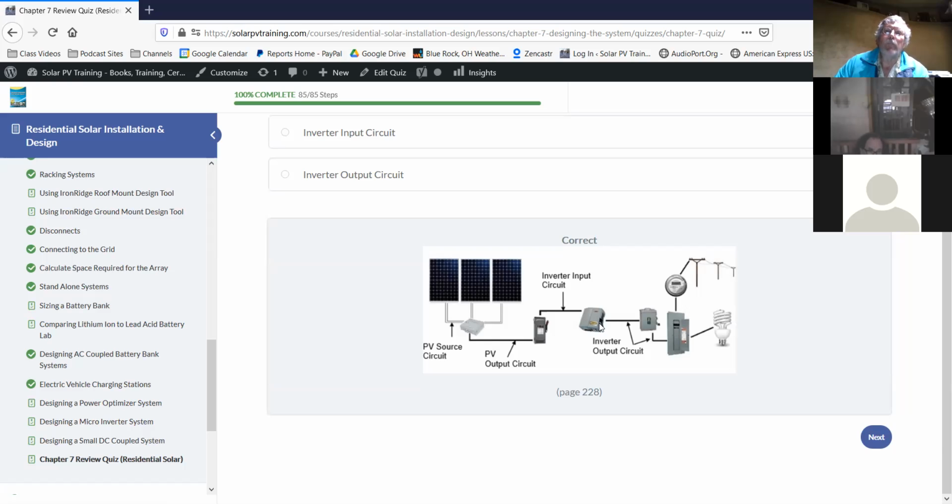And then the inverter output circuit is essentially all of the AC wiring from the inverter to the service panel. And the inverter will connect into an AC disconnect. And as we'll mention, the AC disconnect has to be located within 10 feet of the electrical meter, has to be externally operated, and it has to be well marked.